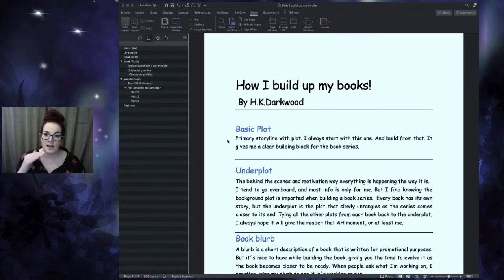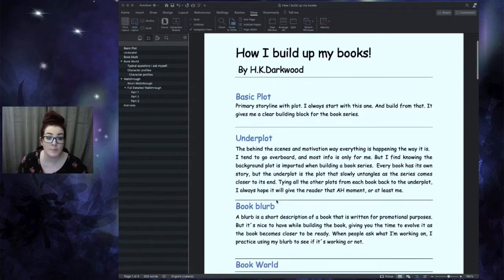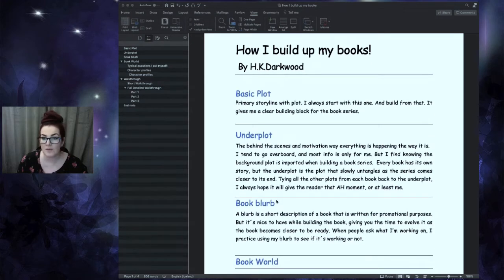And there's also the underplot. The underplot will follow you through the whole series, giving you more and more information while you puzzle together all the pieces. And that is what this is. Basically, I write down the underplot, the base plot, the reason everything is happening the way it is happening.